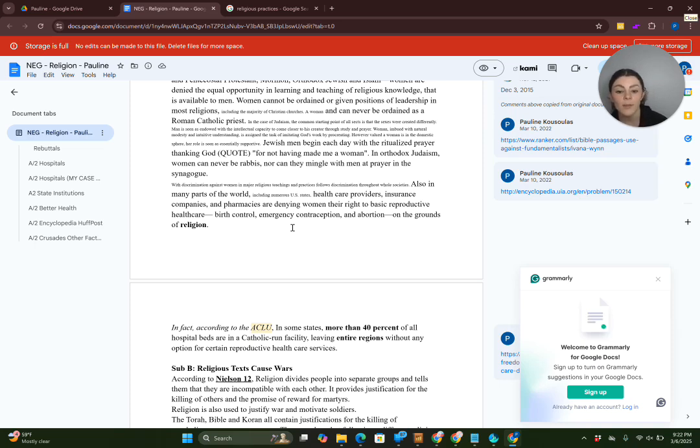Also, in many parts of the world, healthcare providers, insurance companies, and pharmacies are denying women their right to basic reproductive health care such as birth control, emergency contraception, and abortion on the grounds of religion. In fact, according to the ACLU, in some states, more than 40% of hospital beds are in a Catholic-run facility, leaving entire regions without any option for certain reproductive health care services.